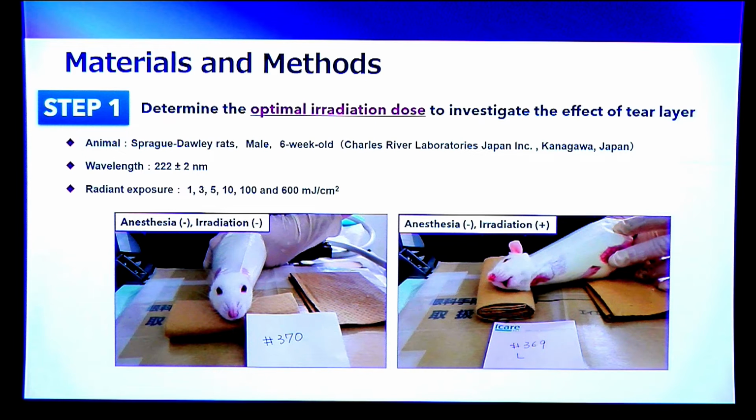First, we determine the optimal irradiation dose to investigate the effect of the tear layer. 6 weeks old male SD rats were irradiated with 222 nanometer Far-UVC. The irradiation dose is as shown here.